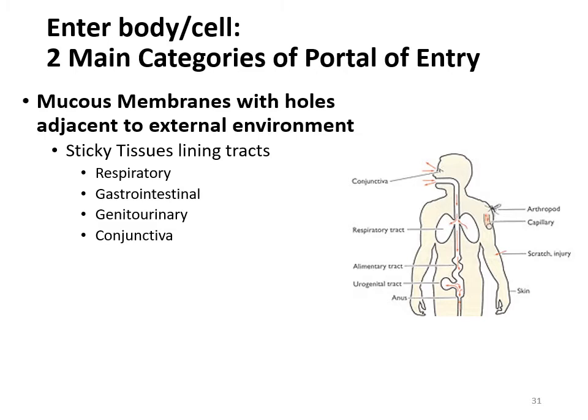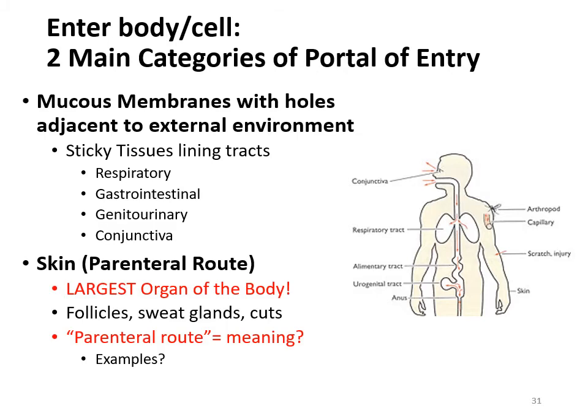The other big portal of entry is the skin. And any bacteria that enters through the skin, through breaks in the skin, is considered as entering through the parenteral route. Now, when we think of the skin, remember the skin is the largest organ of the body. And we're going to talk about the skin and the immune system as being very good at protecting us. But even though it's very good at protecting us, a lot of microbes end up penetrating the skin barrier and entering through the parenteral route of entry.